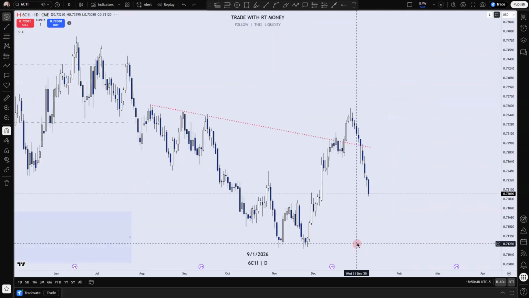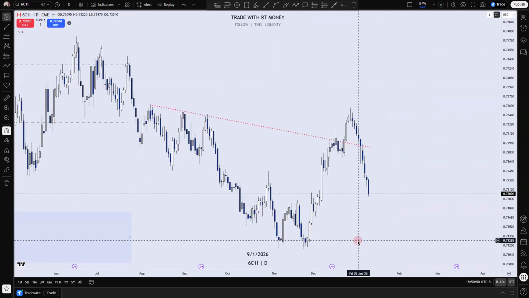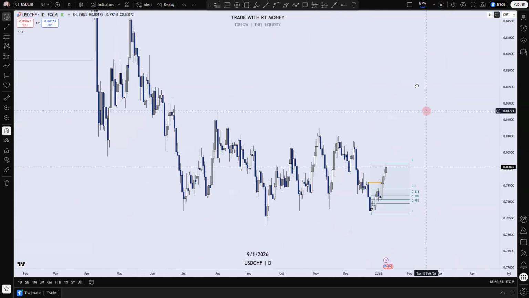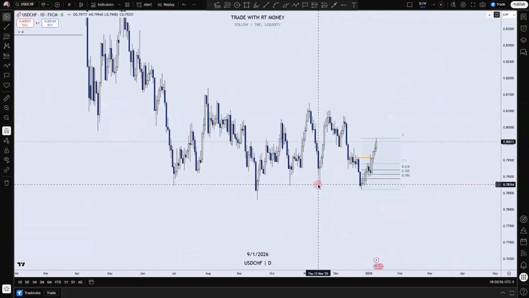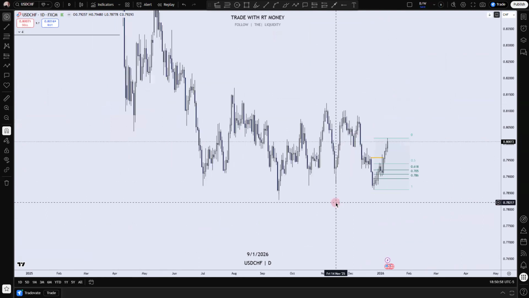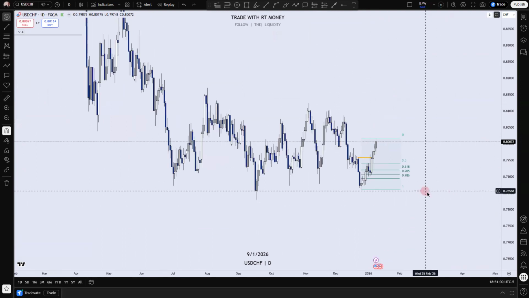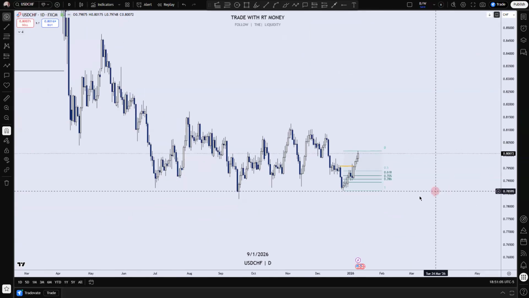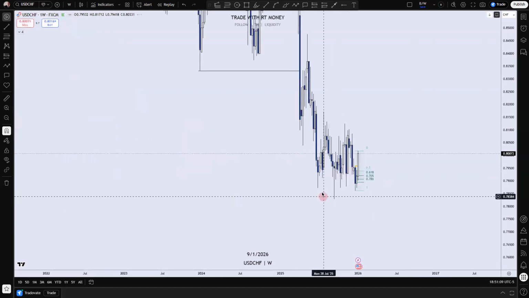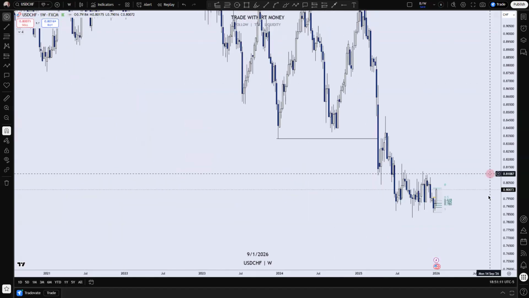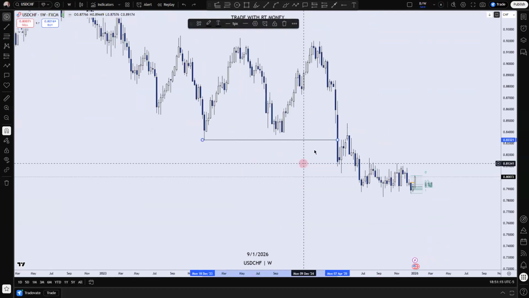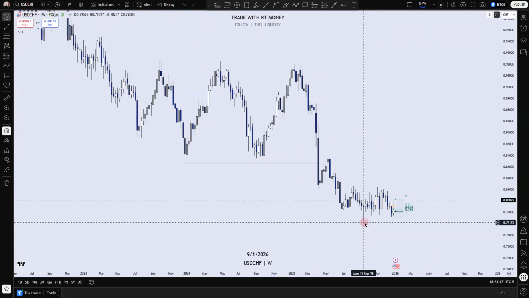The next one is, what is this? There you go. US dollar Swiss. I'm not sure what my time is on this thing, but I think we're coming close to it. All right, so let's look at the weekly. What do I got here? All right. So on the US dollar Swiss, right?